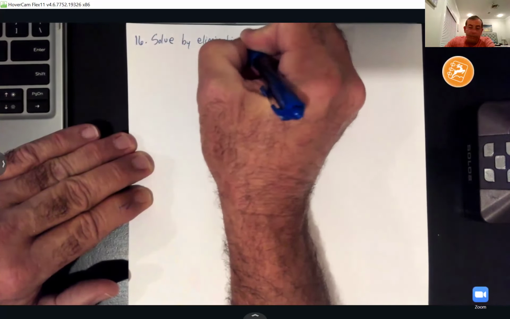So since 20 is the smallest number, I'm going to make this first one a positive 20 by multiplying that whole equation by 4. The second one, I'll make a negative 20 by multiplying this whole equation by a negative 5. So 4 times 5 gives me 20x on the top equation. 4 times 4 gives me 16y. 4 times 44 gives me 176.